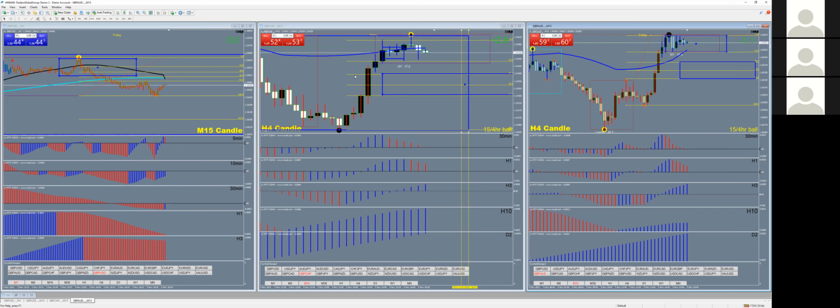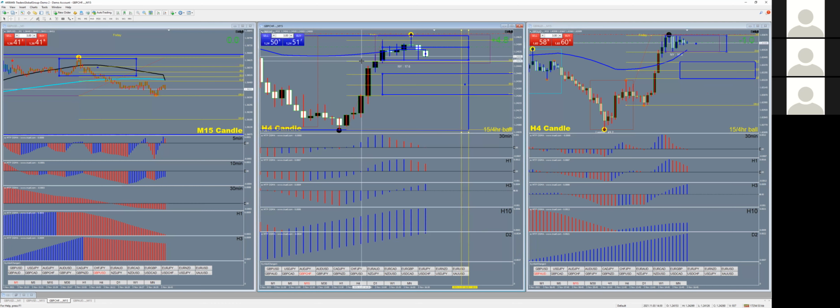All right, pound seems to be gaining strength. There's going to be an area of interest right here. It's the 50s round number.